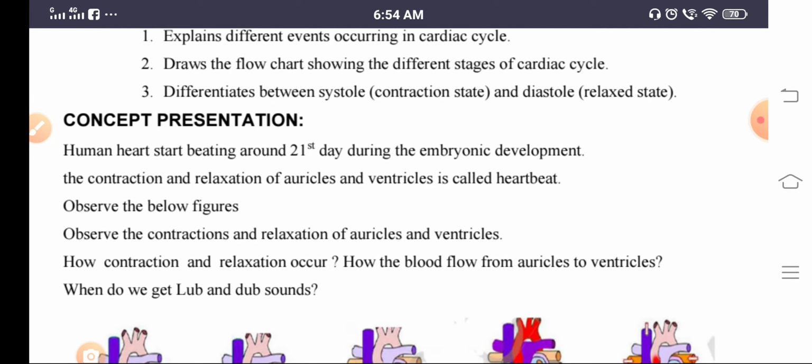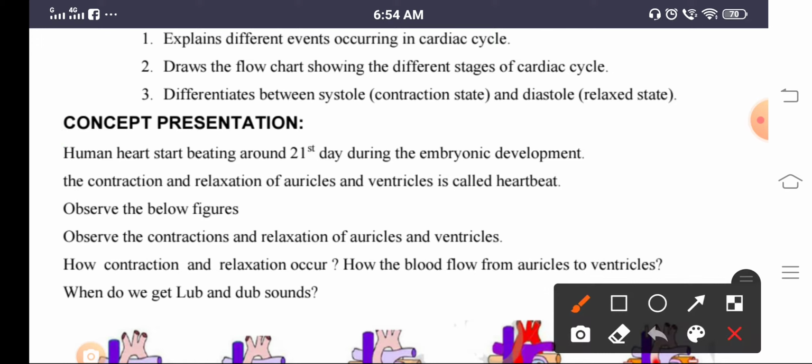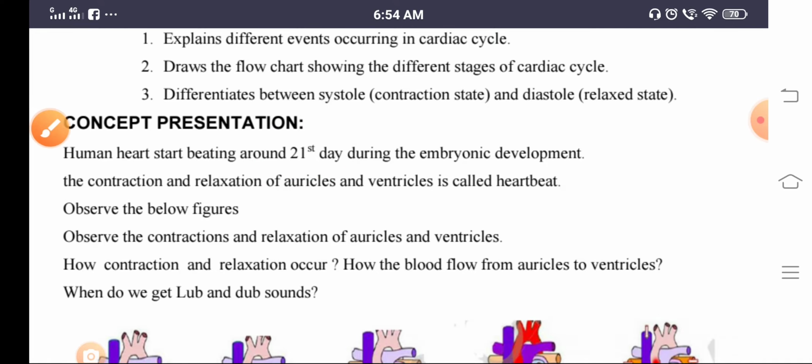Now let us discuss. We know that the human heart starts beating around the 21st day during embryonic development. You have to keep this in your mind, students. When we are in the mother's womb, at the embryonic stage on day 21, the heartbeat starts. Now let us discuss what a heartbeat is.